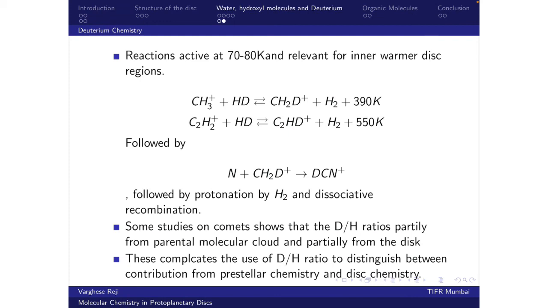Recent comet research indicates that the D/H ratio is derived in part from the parental molecular cloud and in part from the disk. However, we had seen the reactions described above. More deuterated chemicals are accumulating there. That means these items have lost their D/H history. As a result, using the D/H ratio to discern between contribution from prestellar chemistry and disk chemistry becomes more difficult.